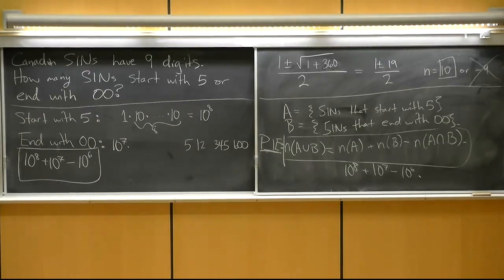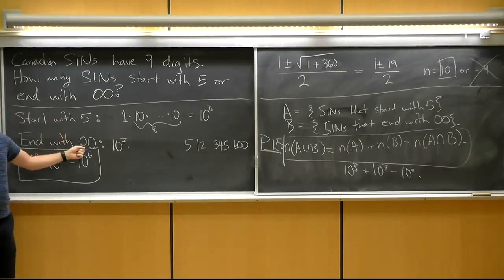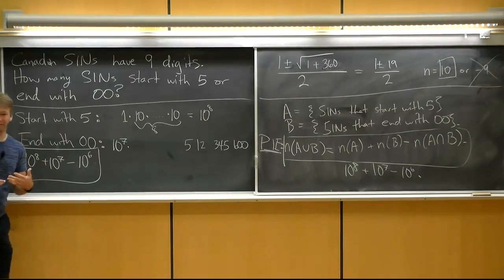You could also imagine a much more complicated example where we say: how many start with a 5, end with 0, 0, or have a 3 in the second digit? Then you'd have an inclusion-exclusion with 3 different sets, and you'd have to use the formula for that, which we talked about 2 classes ago. Any questions about this?